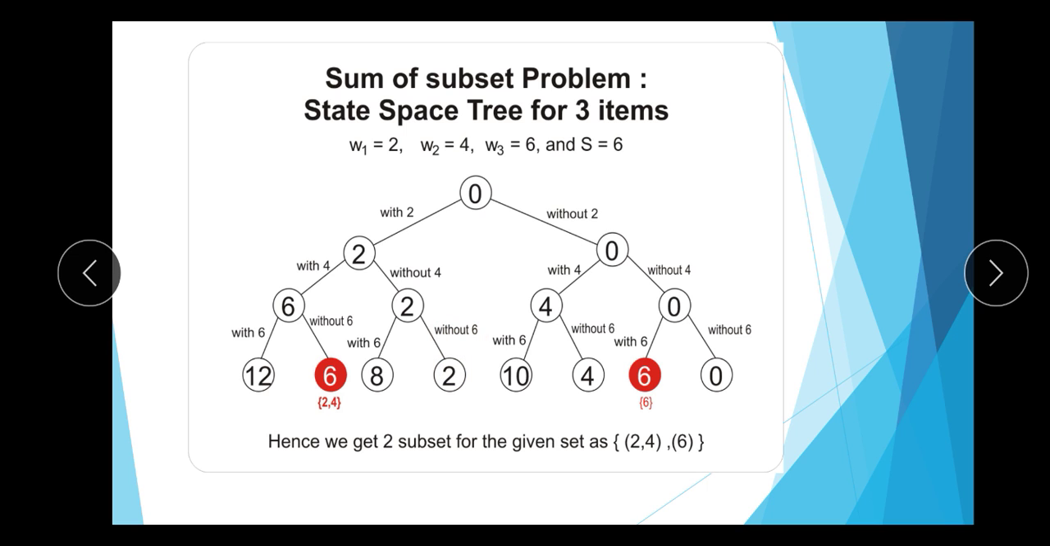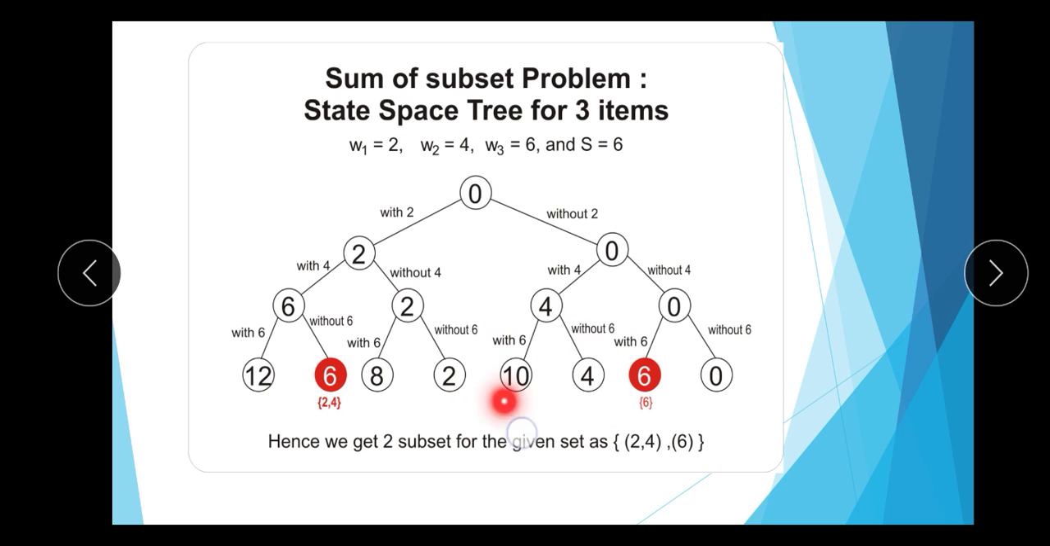So we move to the right side of the root node, without 2, that means 0. We are not selecting the first element, so 0 plus 0, that is 0. Now we move to the next level, with the second element 4. So again we have with 4 and without 4. With 4, 0 plus 4 becomes 4. Without 4, 0 plus 0, that is 0. So with 4 we have now 4. Next we select the next element 6, with 6 and without 6. With 6 we have 4 plus 6, that is 10, and without 6 we have 4 plus 0, that is 4.